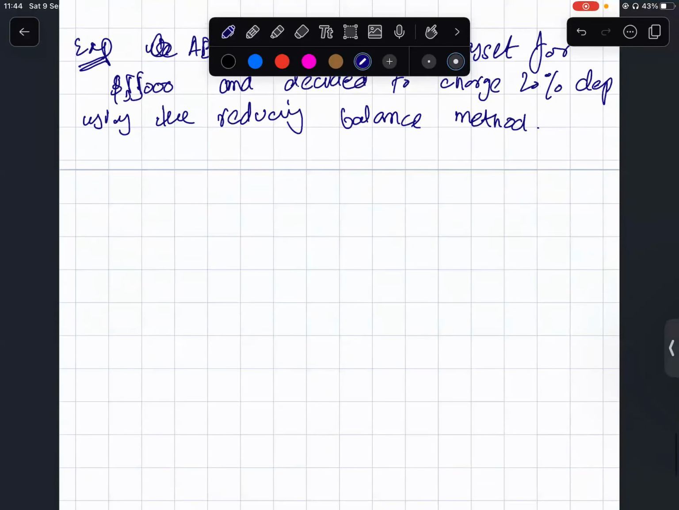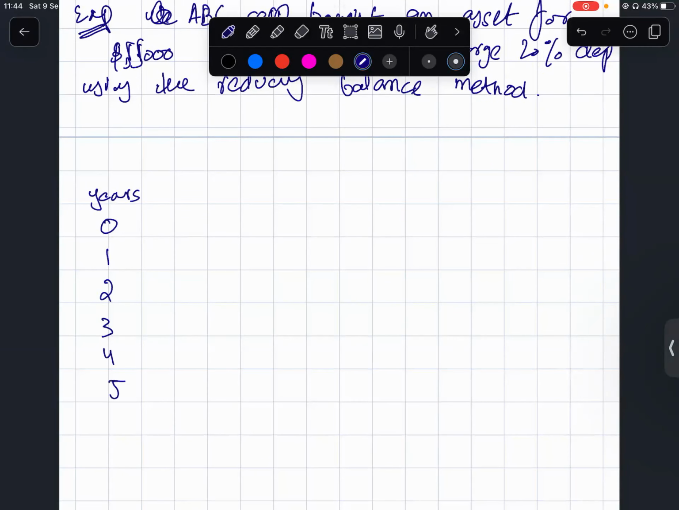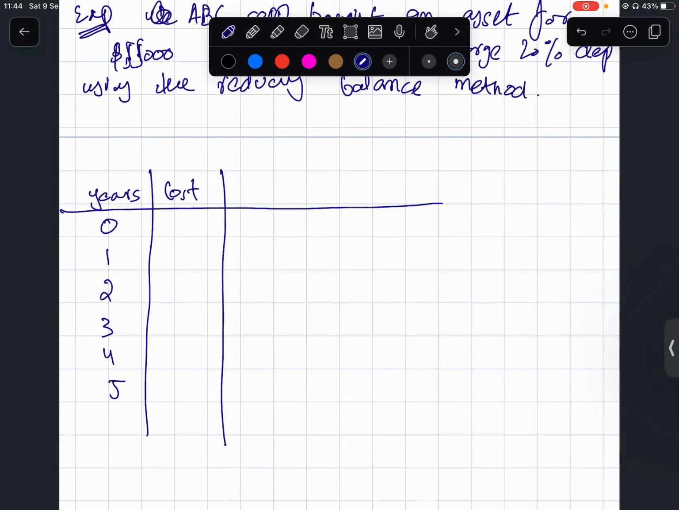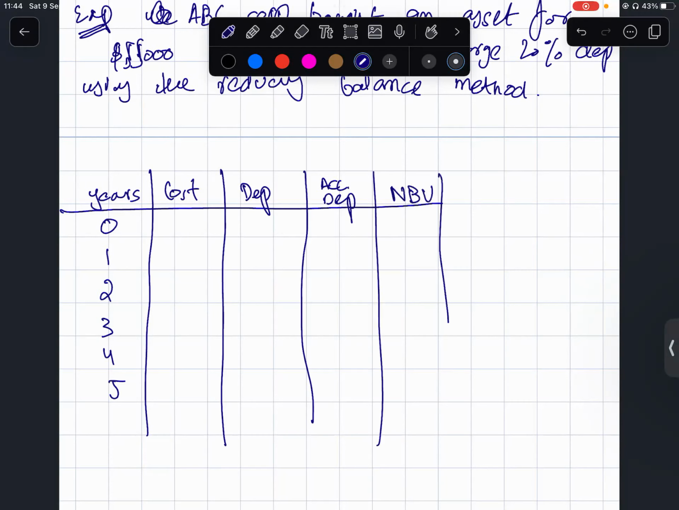I'll just draw a table so that you're better able to understand. So for example, we have the years here. This example is also in your book. So year 0, 1, 2, 3, 4, 5. Okay, so you have the years here, then you have the cost, then you have the depreciation, then you have the total depreciation or accumulated depreciation, and then you have the net book value. And like we discussed before, this can also be called the carrying value. Okay, so we bought the asset for $55,000. The cost at year 0 was 55,000.